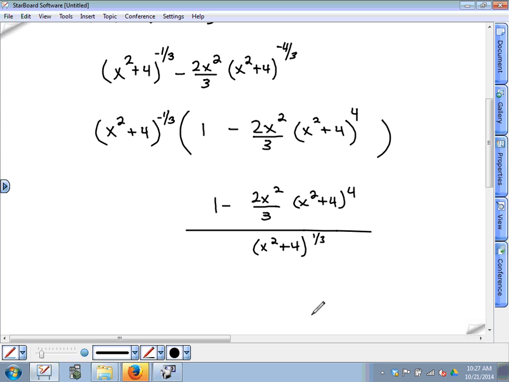So if we wanted to, we can find the slope of that. If you want us to find the equation of a tangent line at 2, 3, yeah. So now we can use this to find the slope at the point 2, 3.